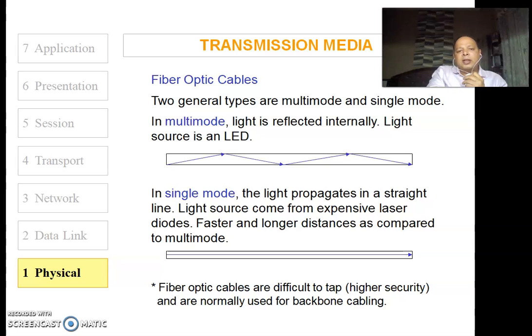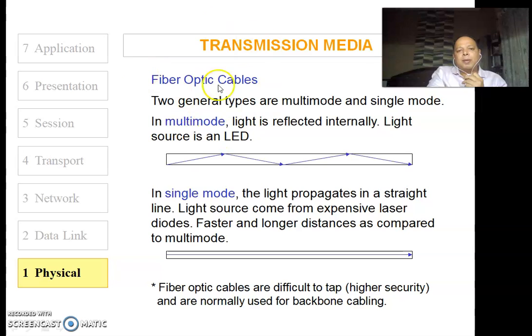As far as other transmission media are concerned, one of them is fiber optic cable, which is used as a backbone for computer networks. And the most important advantage of fiber optic cables is the enormous bandwidth that one can get with fiber optic cable. So that's why they are used as the backbone in computer networks.